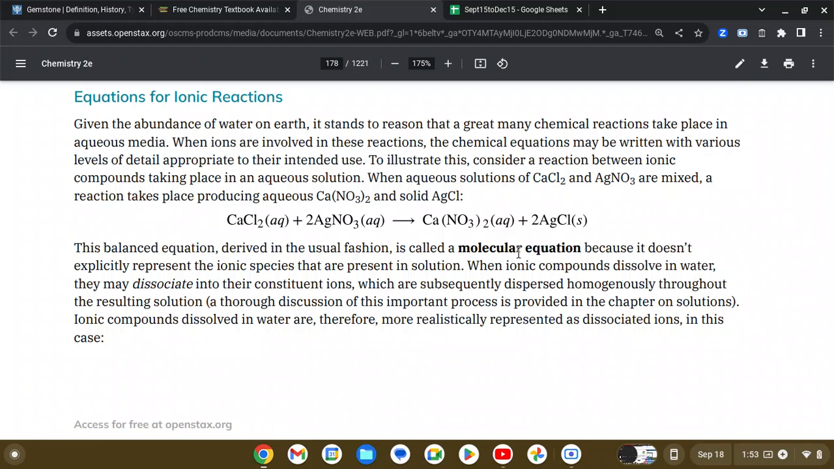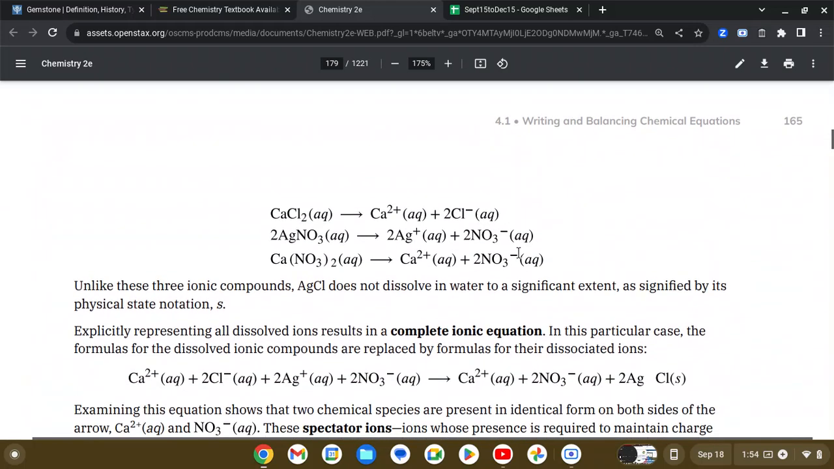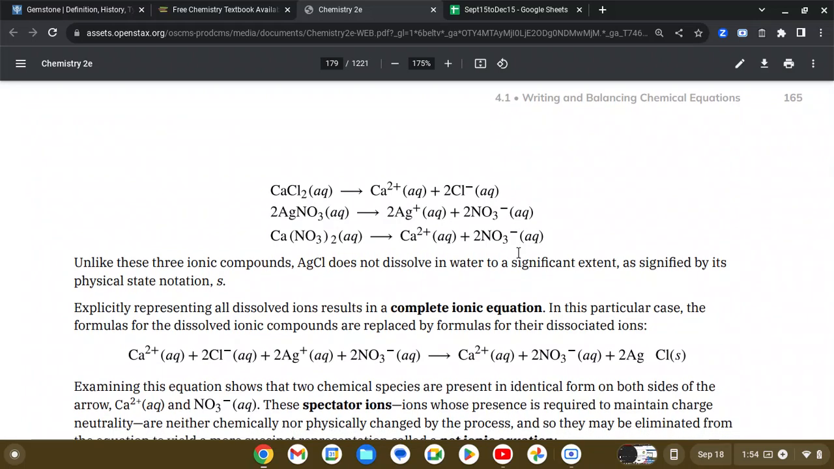When ionic compounds dissolve in water, they may dissociate into their constituent ions, which are subsequently dispersed homogeneously throughout the resulting solution. A thorough discussion of this important process is provided in the chapter on solutions. Ionic compounds dissolved in water are, therefore, more realistically represented as dissociated ions. In this case, it shows them dissociated: calcium chloride equals the calcium ion and the chloride ions. Silver nitrate equals the silver ions plus the nitrate ions, and so on.